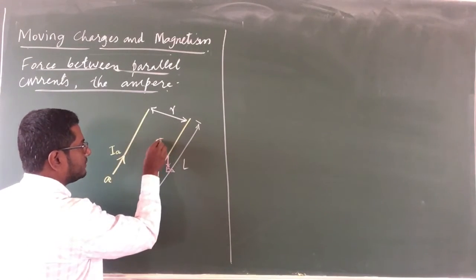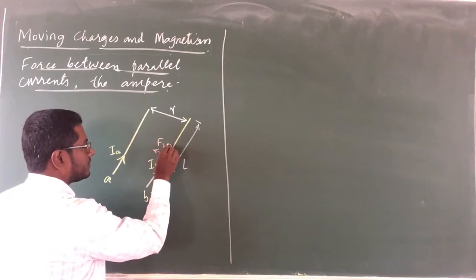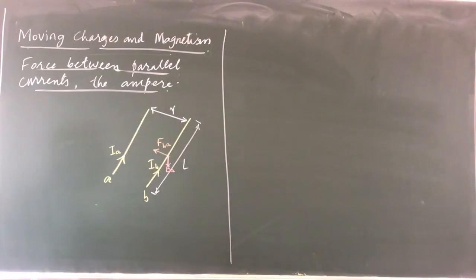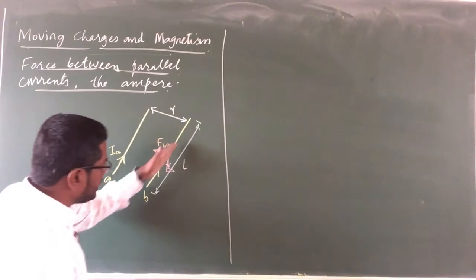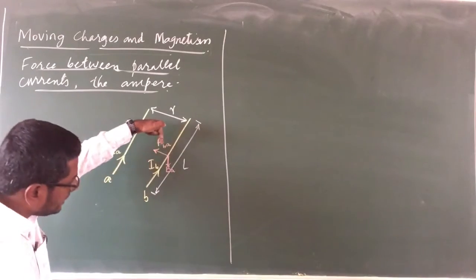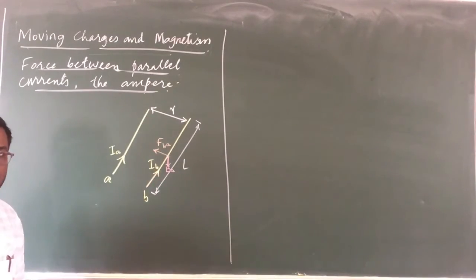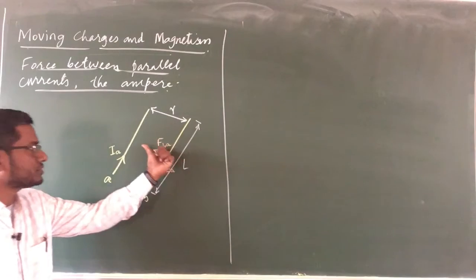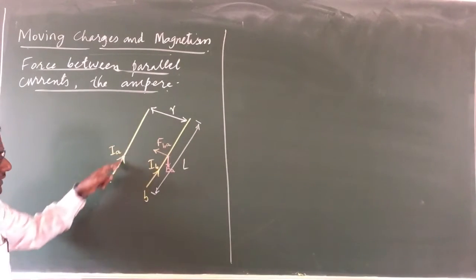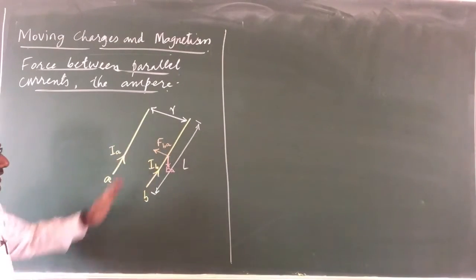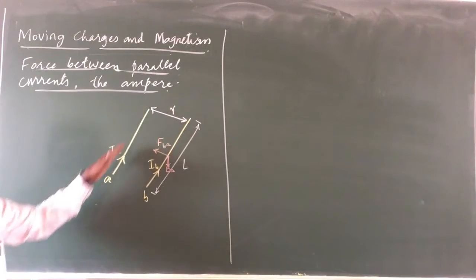So this is the force on conductor B due to conductor A. The current is going into the plane of the board, and the magnetic field is directed in the downward direction. The resulting force is going to be towards the current IA, that is, towards conductor A.